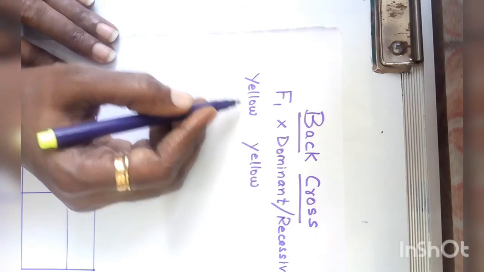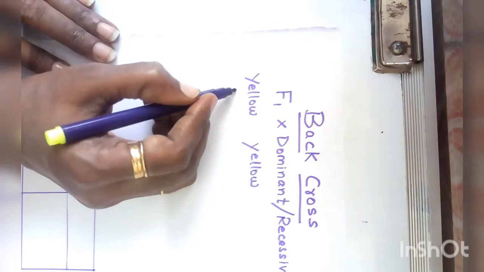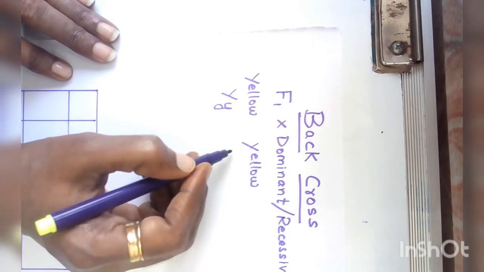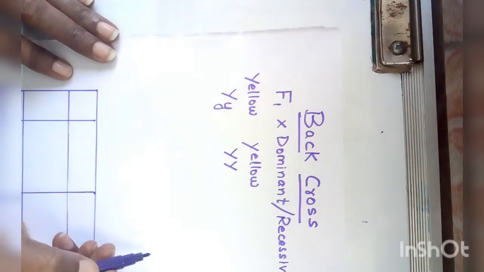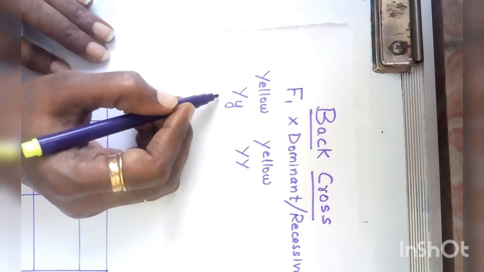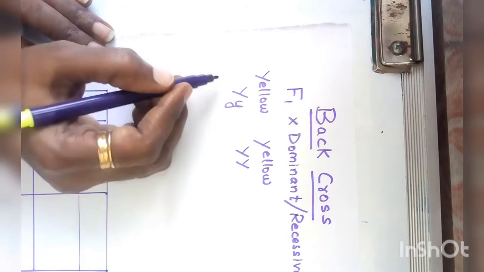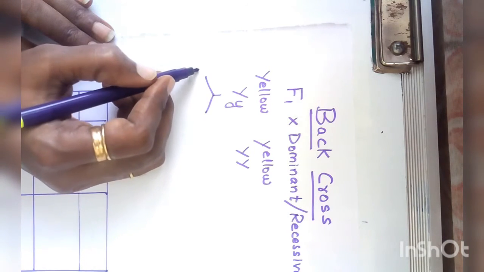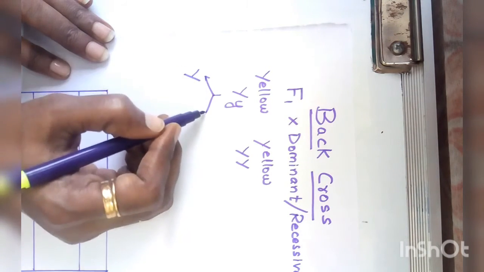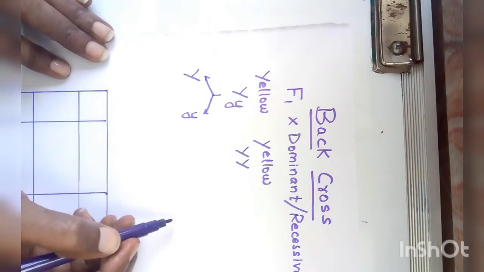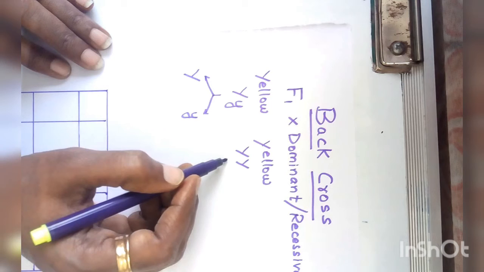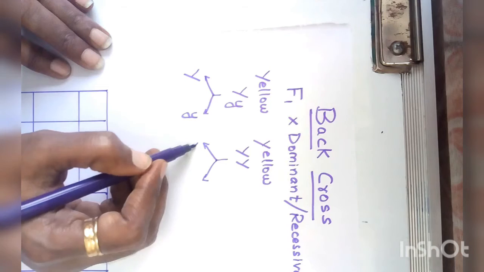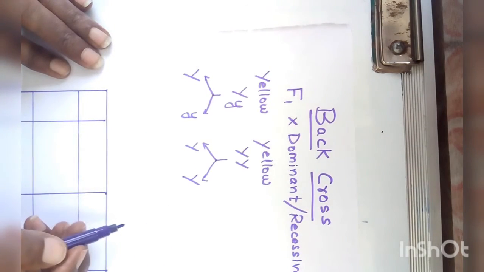What will be its genotypes? The genotype for F1 will be capital Y, small y. For dominant parent, it will be capital Y and capital Y. Now the next step is gamete formation. This is homozygous and this is heterozygous. The gametes for heterozygous will be different. That is, one will be capital Y and the other gamete will be small y. For this, it will be both same. So either we can write it once or we can write it twice. It will be capital Y and capital Y.